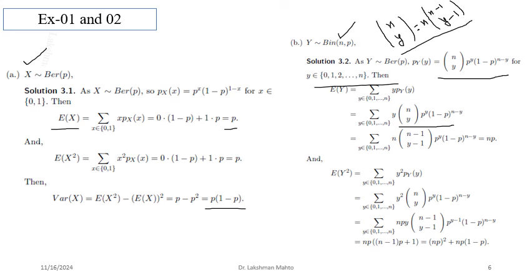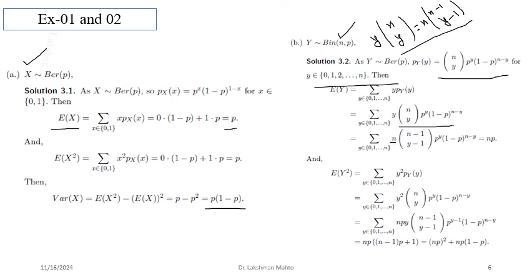Okay. So it is a very simple identity. So what will we do here? Y will also come here. You can replace it. This is a very simple identity. If you expand it, you will see the form of that. So what do you do here? We have replaced y times n choose y by n times n minus 1 choose y minus 1.